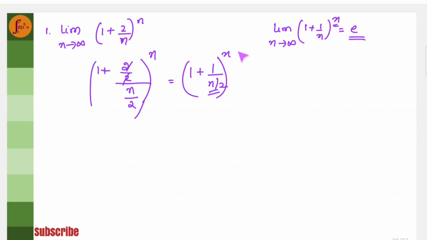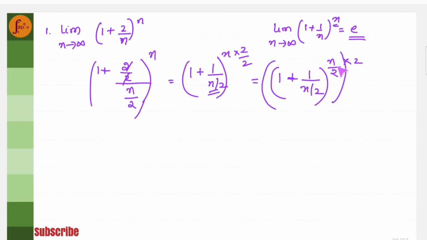To put a 2 here, again we'll have to multiply and divide the power also by 2. So this is going to become like this: 1 plus 1 by n by 2. We can write the power as n by 2 into 2. So now if you see, this is of that form, right? 1 plus 1 by (n by 2) to the power n by 2, which is e. So this is going to be e, and then we have square here. It's going to be e square.